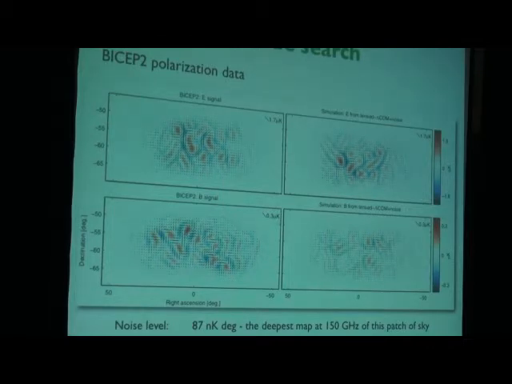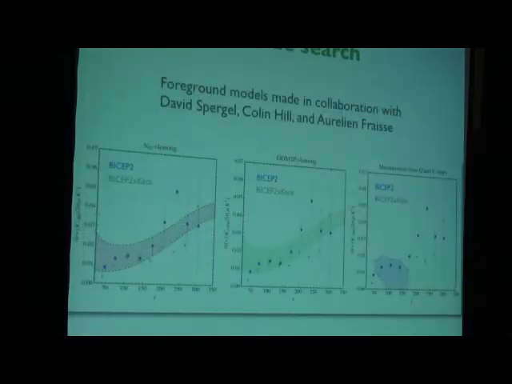At the time, the noise level was 87 nanokelvin degrees, which means it's the deepest maps. For comparison, the Planck noise levels are a few microkelvin degrees. Now, the reason BICEP can go significantly deeper is just because they look at a small patch of the sky, while Planck spreads out the sensitivity over the full sky. Otherwise, the sensitivities are actually quite comparable.